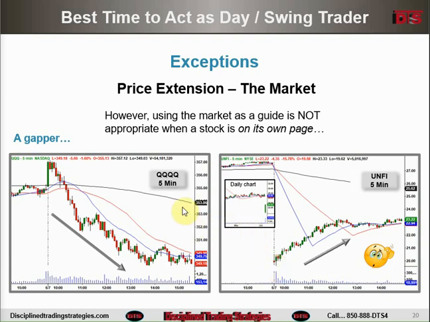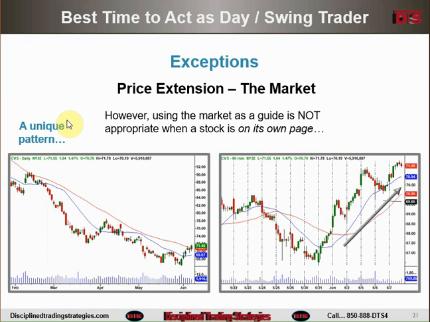So anyways, getting back to what we're talking about. So exceptions, price extension, a big gap can cause something to be on its own page, period, right? Also, however, a unique pattern can have it happen. Here is CVS, right? Here's today. CVS is a market stock normally. It didn't gap today. It gapped a little bit, but not more. Actually, it gapped less than the market did up. So it's just another stock. Why did this rally today?